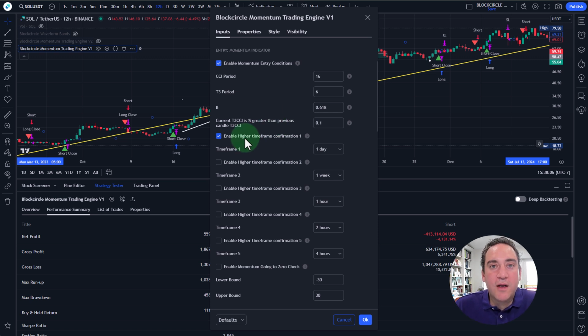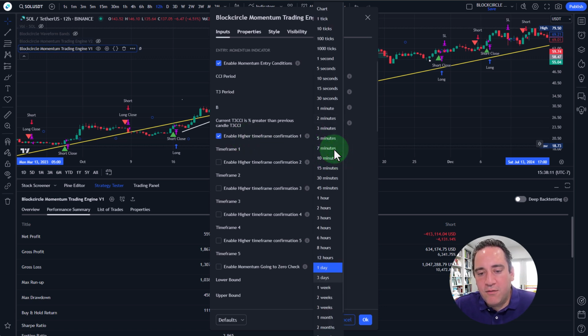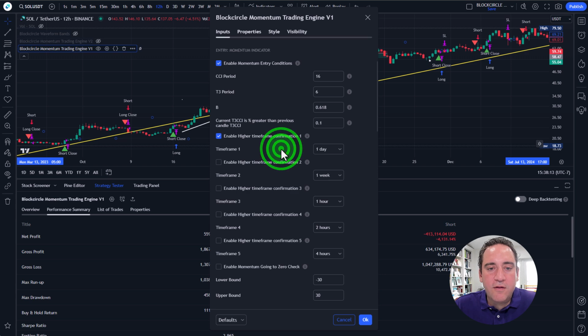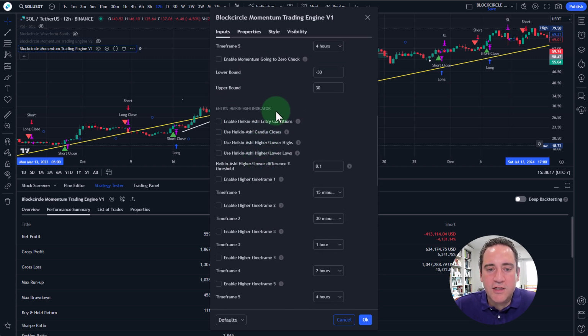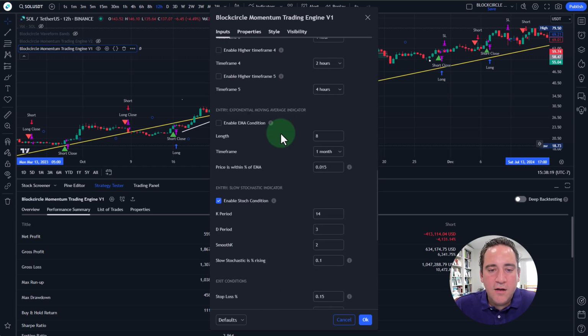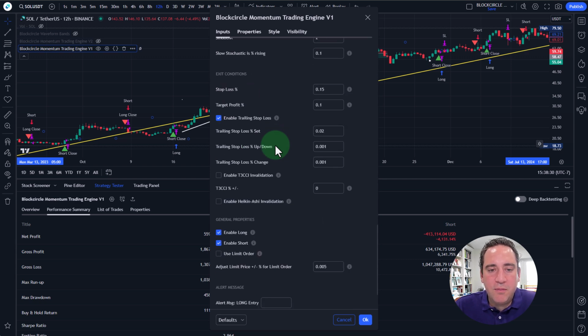Do you want to look at higher time frame confirmations? This allows you to configure it for 1 day, 3 day, 1 week, etc. So this is just one huge entry condition. Another entry condition is your Heikin-Ashi indicator, and another is your exponential moving average. We'll go through these in detail with version 2, because there are many more entry conditions. I just want to show you the basic premise of the configuration.